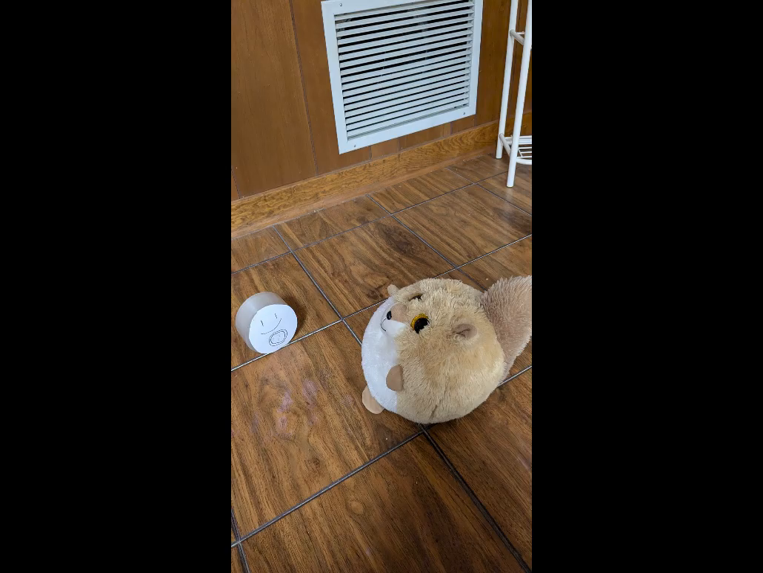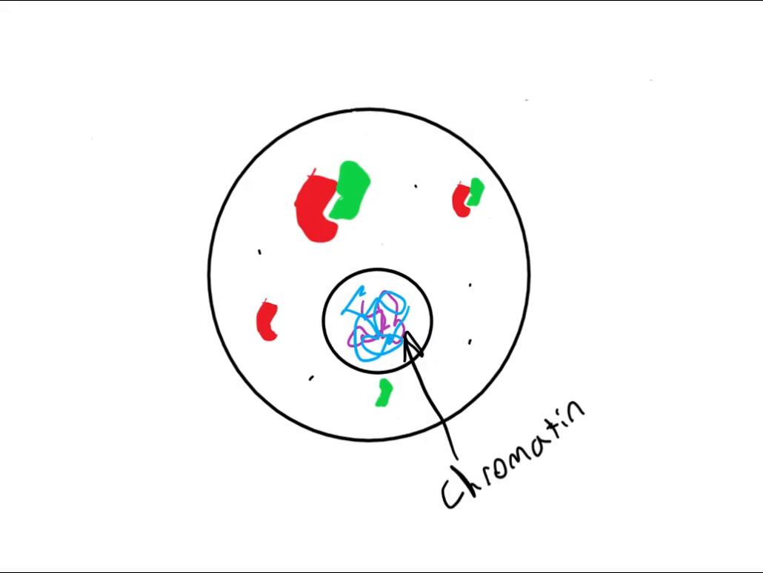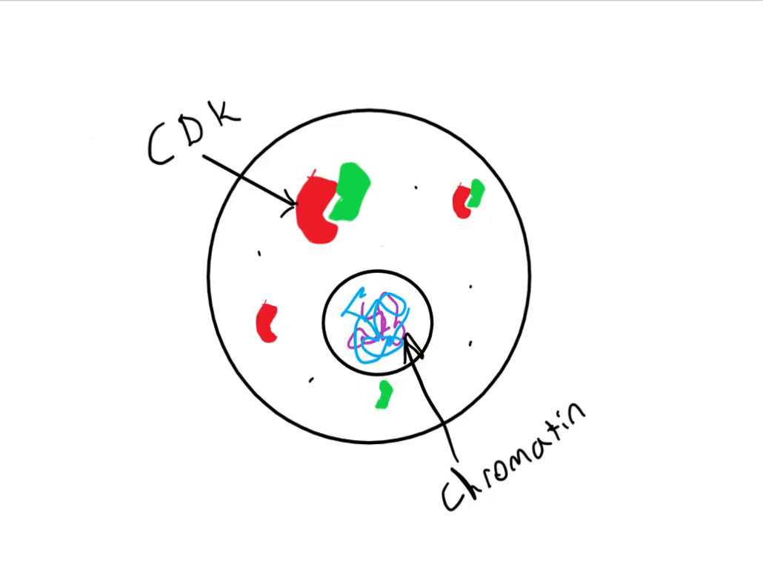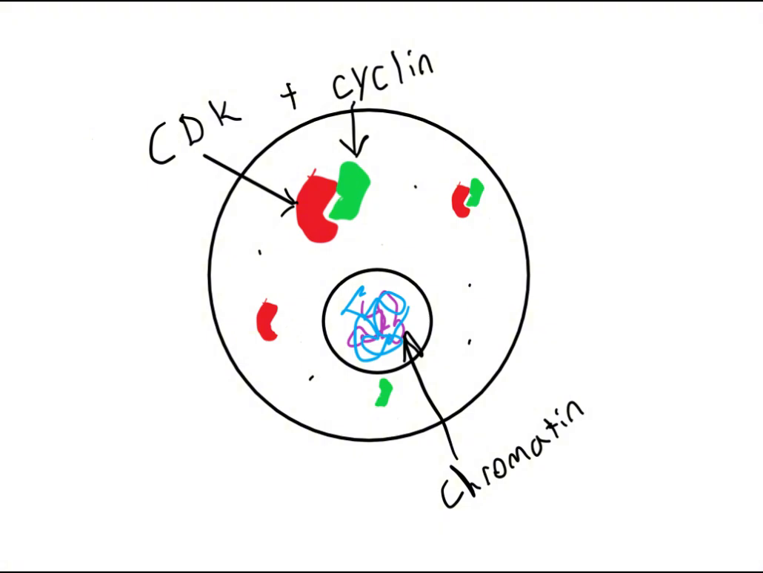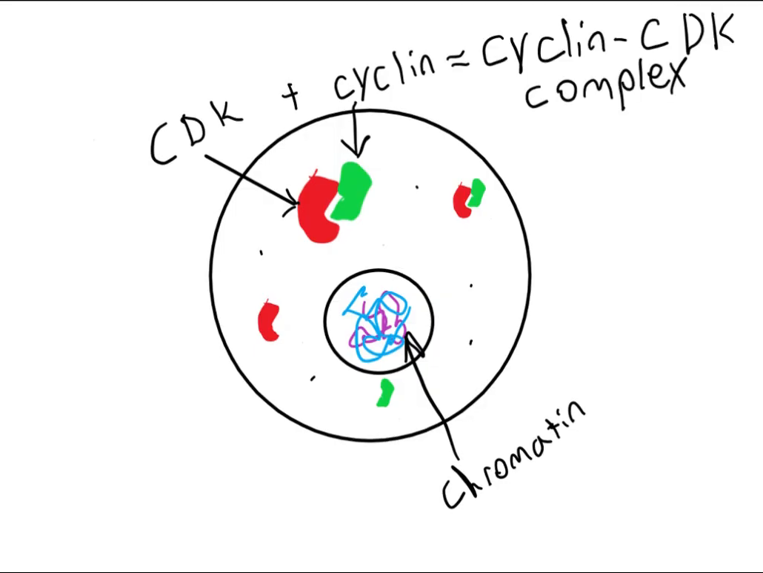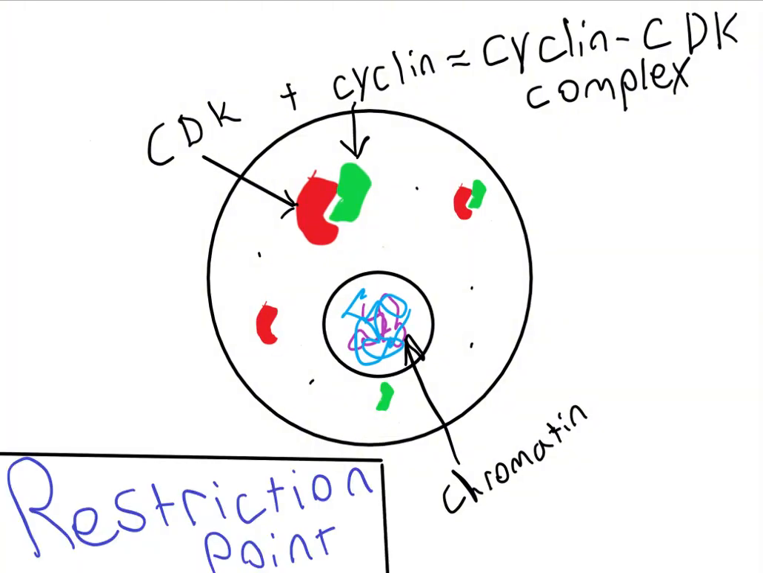Now onto the final part of the Gap 1 phase. The cell initiates a sort of a checkpoint called the restriction point, in which there are 2 main proteins involved in this: CDKs, which is also present in the cell, and the cyclins, whose level fluctuate throughout the cell cycle. During the G1 phase, specifically, cyclin levels are high, which means that they will form more of something called the cyclin CDK complex, which is the protein driving almost all growth in the G1 phase.